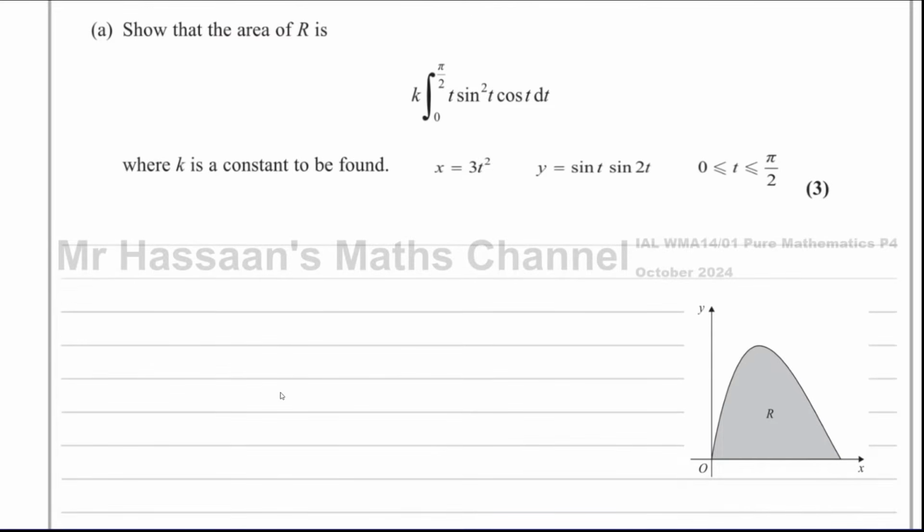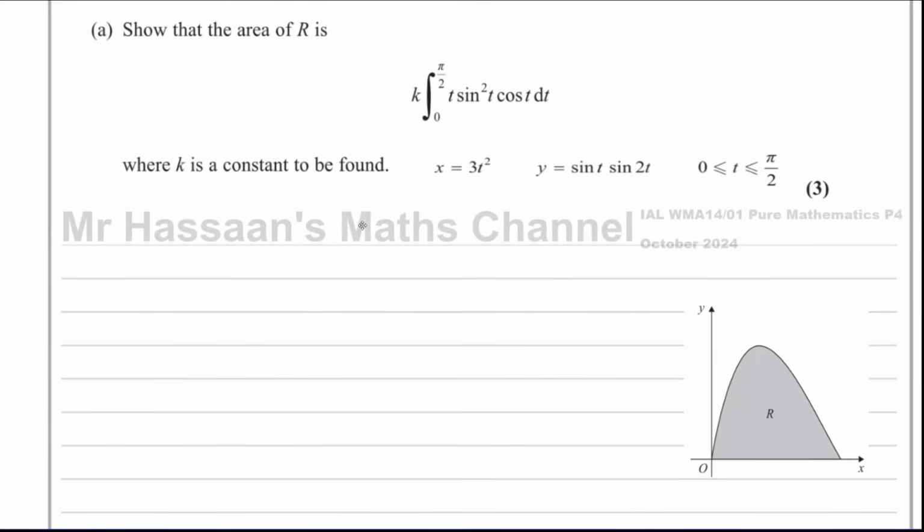Right, so to save myself from having to keep on scrolling up and down the page, I've got the diagram here and the information that we need here. They're asking us to find the area under the curve. Now, if we had Cartesian equations, the area would be the integral of y with respect to x, with the limits x1 and x2.